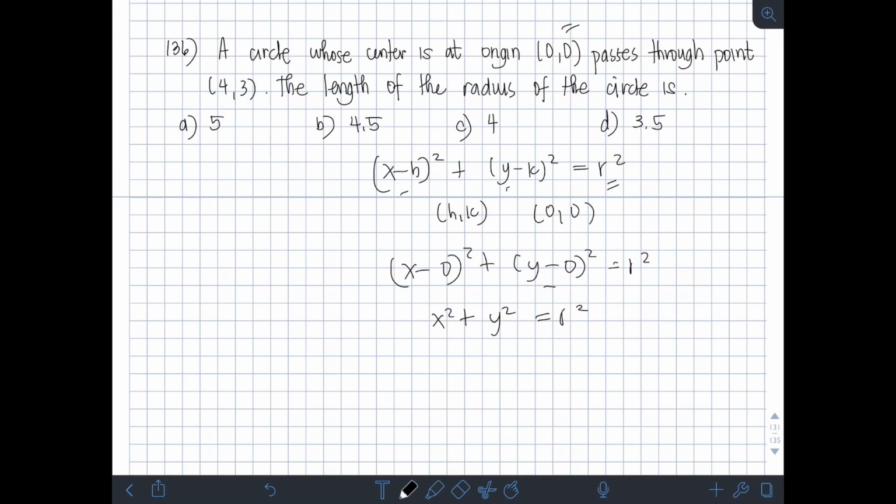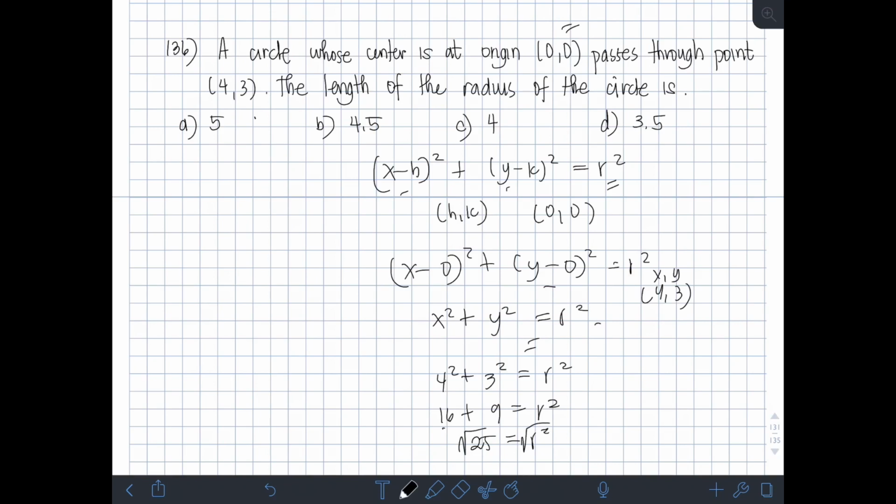Ngayon, nagpapass daw itong circle sa point 4, 3. So, yung 4, 3, coordinate yun, x, y. So, pwede natin i-substitute dito sa equation para masolve natin si r. So, x is 4, y is 3. So, 4 squared plus 3 squared equals r squared. So, 4 squared is 16 plus 3 squared is 9 equals r squared. 16 plus 9 is 25 equals r squared.